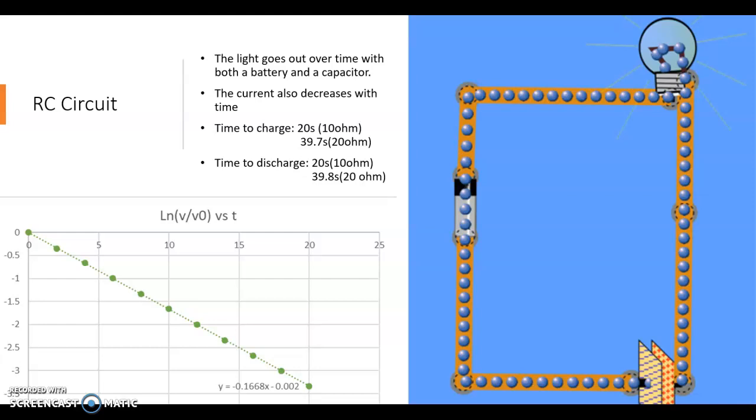So the time to charge the capacitor with the battery, I observed as 20 seconds for the 10 ohm light bulb and 39.7 seconds for the 20 ohm light bulb. And then the times to discharge were very similar to their times to charge. It was 20 seconds for the 10 ohm light bulb and 39.8 seconds for the 20 ohm bulb. And here's my graph of the natural log of the potential difference versus time.